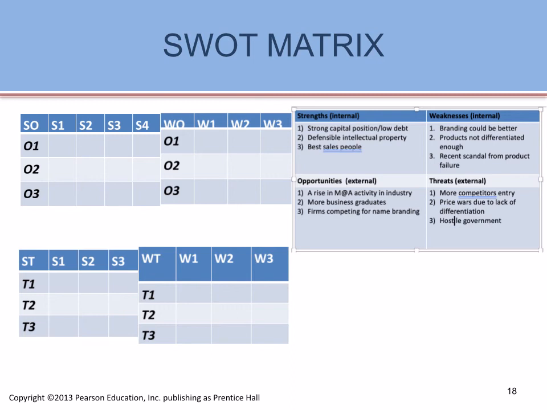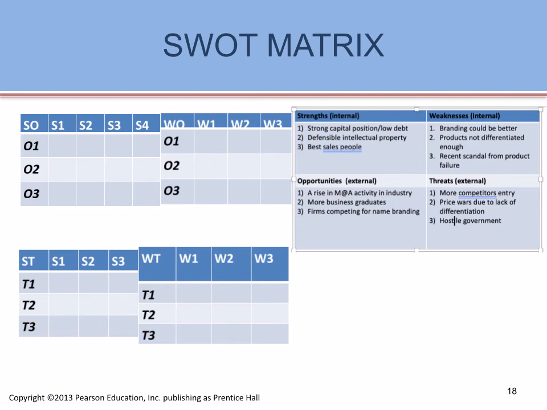Now let's look at ST strategy. ST strategy is how can you take advantage of your internal strengths to avoid real and potential threats in your environment. So you're looking at the internal strength column, and you're trying to match it with the factors in the external environment. This time looking at threats, right? You're trying to match the strength with the threats in the external environment.